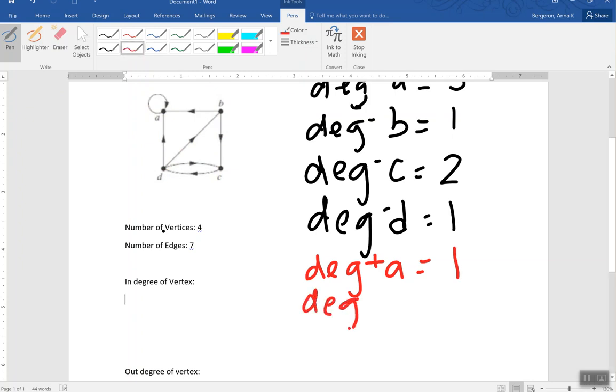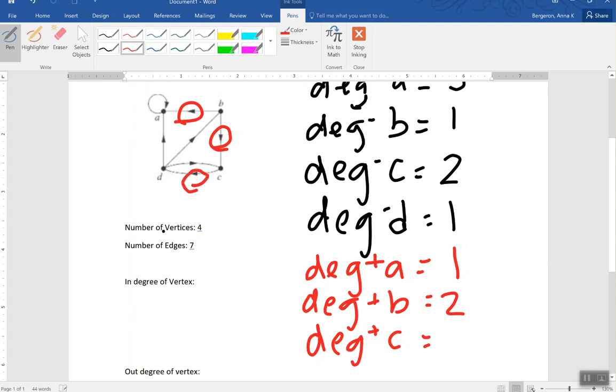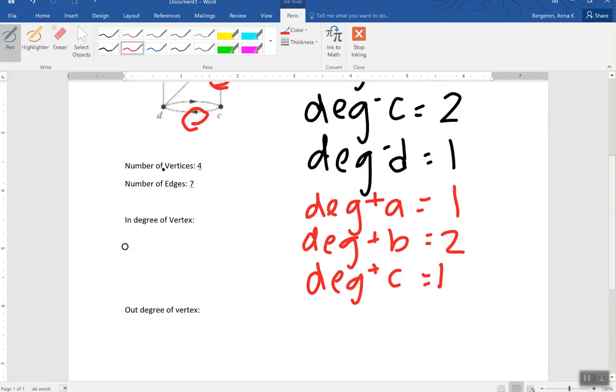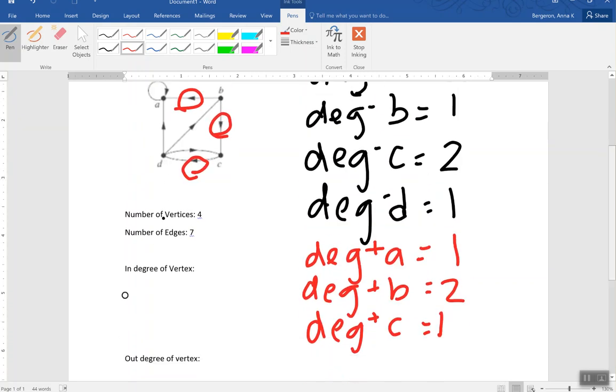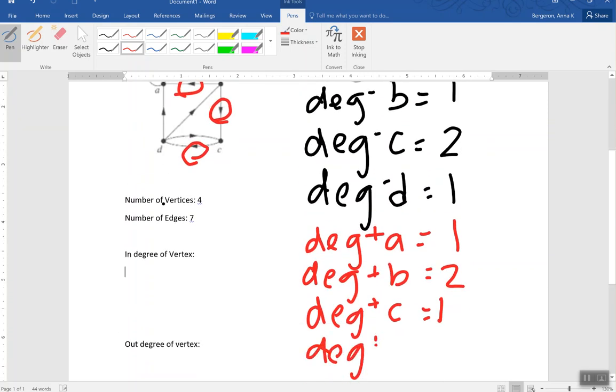Then if I go to B, I have 1 arrow coming into B, so that was my in degree, but I'm looking for my out degree. So I have 2 here going out from B. If I go to C, I have 1 arrow heading away, and then if I look at the degree out for D, I have 1, 2, 3.